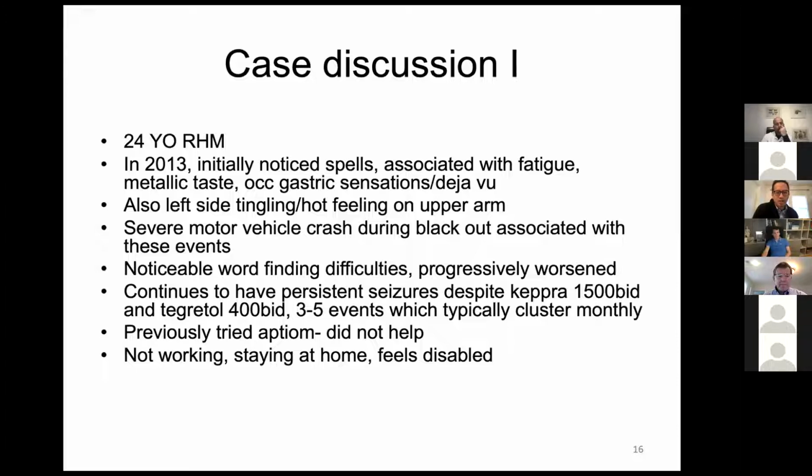This is a case that I think is very similar to many patients who treat brain tumors and also epilepsy. A young man, 24 years old, right-handed, with spells for several years associated with fatigue, deja vu, metallic taste, left-sided tingling, hot feeling on the right upper arm, and then had a severe motor vehicle crash during one of these associated loss of consciousness blackout events. He's had progressive word-finding difficulties, which at age 24 is very unusual, and has persistent seizures despite being on multiple anticonvulsants.